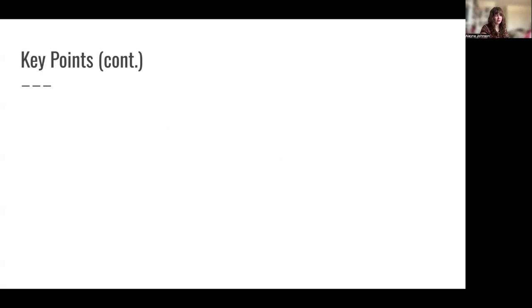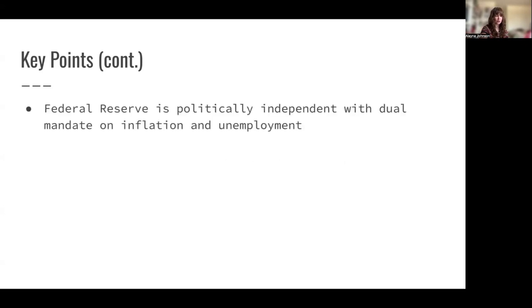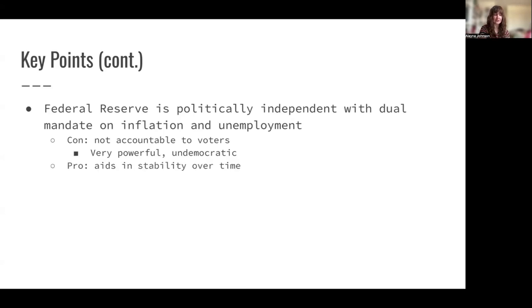Now, the Federal Reserve controls these interest rates and therefore has a lot of impact on inflation, and it is politically independent. And they have this dual mandate to control inflation and unemployment. The bad thing about this is that the Federal Reserve is not accountable to voters. It has a lot of power, and it's an undemocratic organization whose leaders don't have to answer to voters in elections. Now, at the same time, if we want low and stable inflation, a politically independent Federal Reserve is going to help maintain that stability.